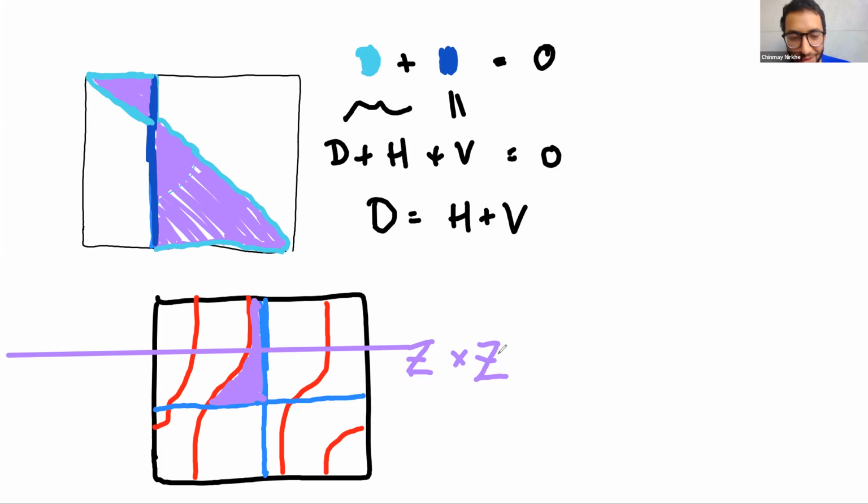I see. So if you wind around like 10 times, you get identity. But this is three windings.